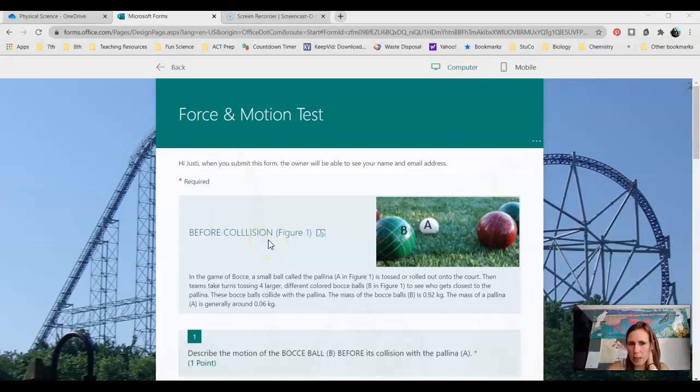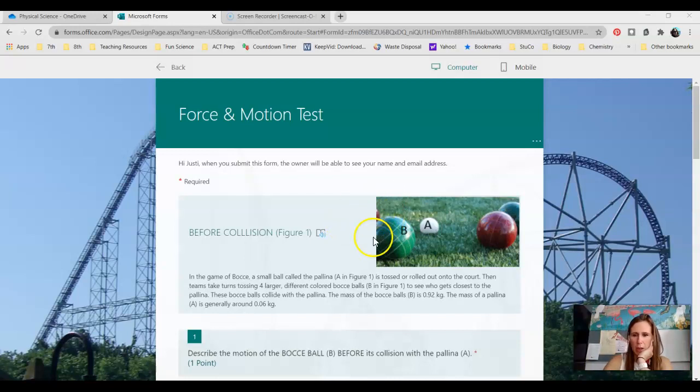Hey students, today you guys are taking your force and motion test. If you haven't already, you should have probably done your 4.4 Amplify assignment. This one will be graded on the points that you actually get right or not. There are 3 sections to this assignment.